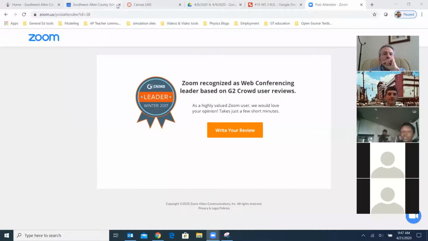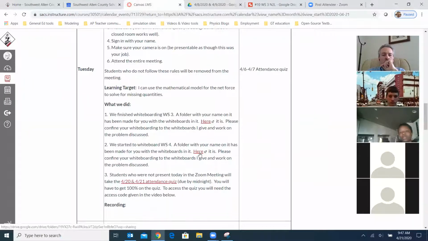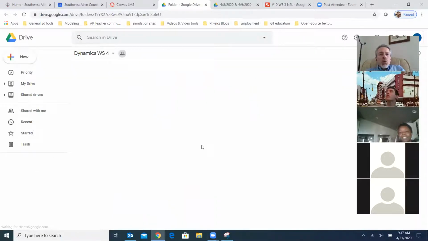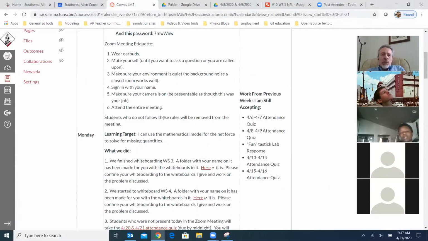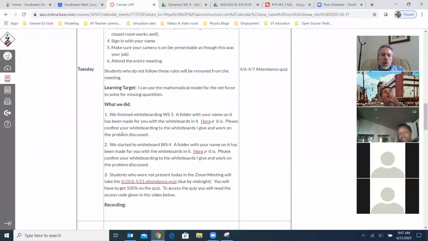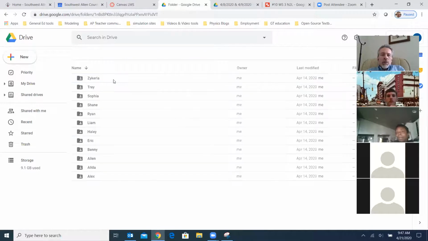So now what we're going to do, we finished worksheet 3. We're going to move on to worksheet 4. Worksheet 4 is actually a little bit tougher. If you're wondering how to get there, back to the calendar, go to Tuesday. Under what we did, number 2, it says we started worksheet 4 and it says click here. So you click here, it takes you to this folder. Then you go into your period and you should see your names.